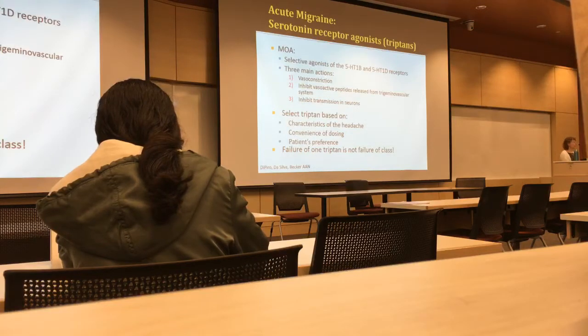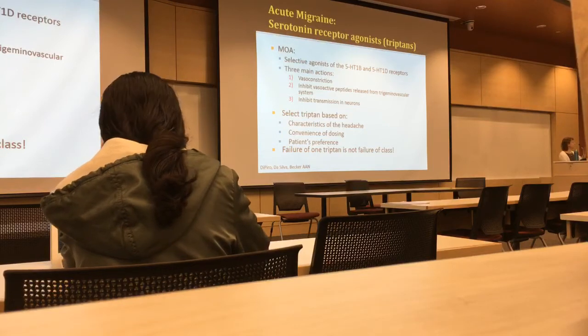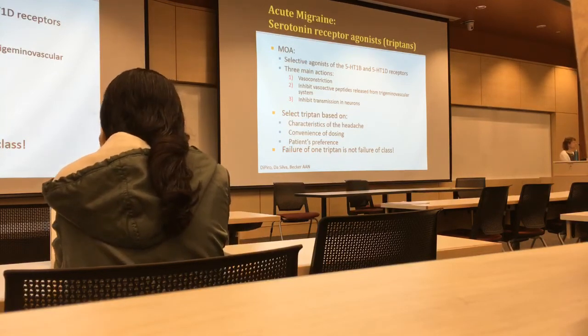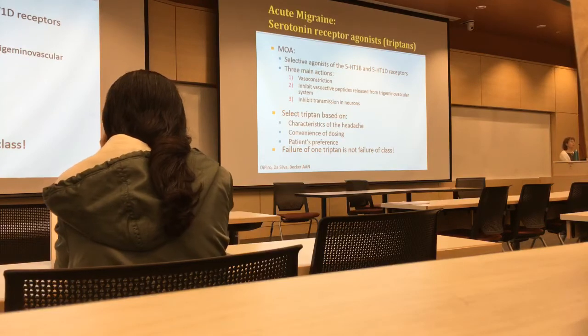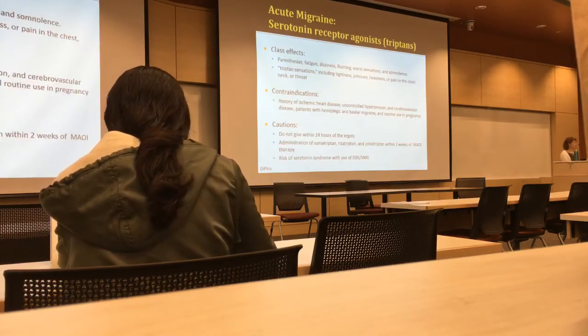And they work by being agonists of serotonin receptors, and they work on vasoconstriction. And you saw, during the headache phase, you had the vasodilation, and it helps inhibit the release of those peptides that you saw through the trigeminal vascular system. And you pick the triptan based on the characteristics of the headache, whether there's nausea and vomiting, how long the headache lasts, and whether they have a second follow-up headache. And just because you fail one triptan doesn't mean you fail the whole class. You can move within the drugs.